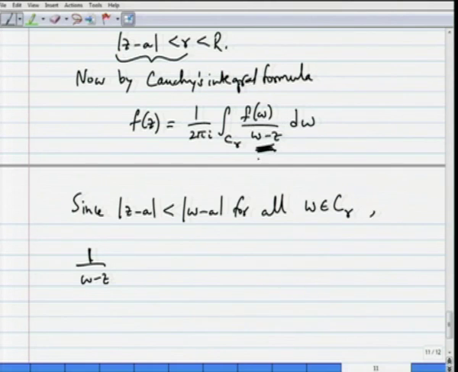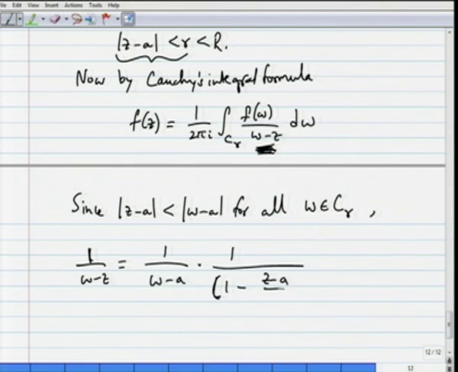So, in the integration, the integrand is f of w divided by w minus z. I will concentrate on the denominator, namely 1 divided by w minus z. I will multiply f of w later. Okay. So, 1 divided by w minus z can be written as 1 by w minus a times 1 by, this is a standard trick, we will write this as 1 minus z minus a by w minus a.